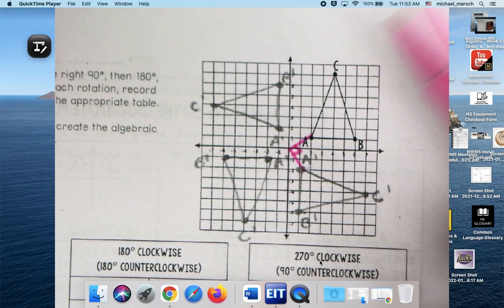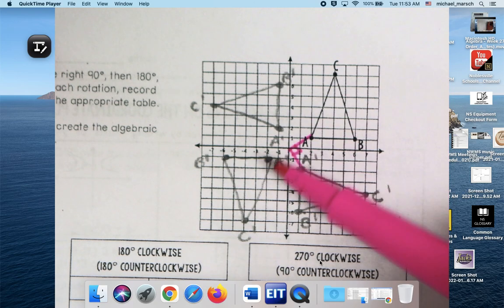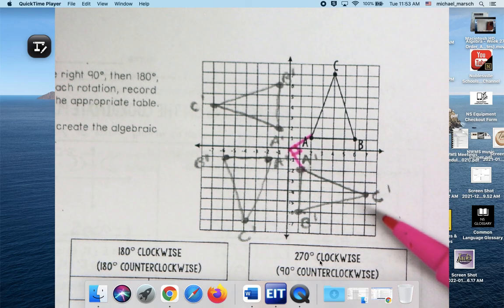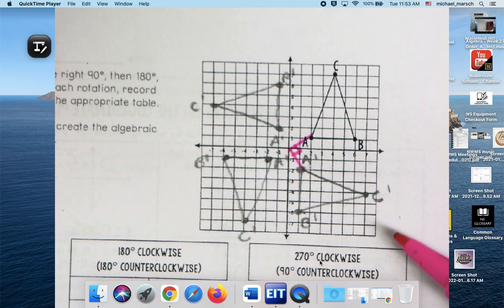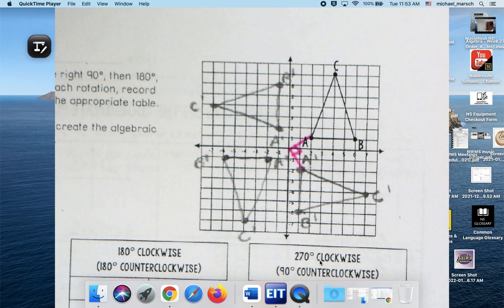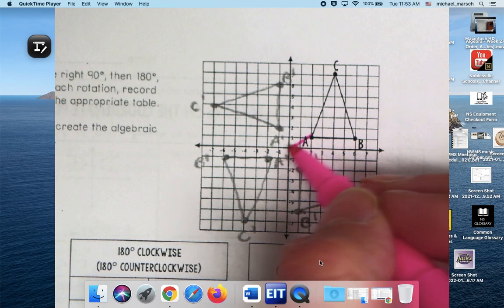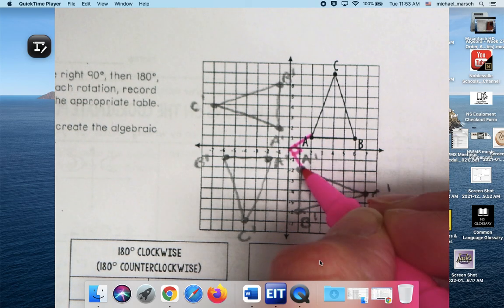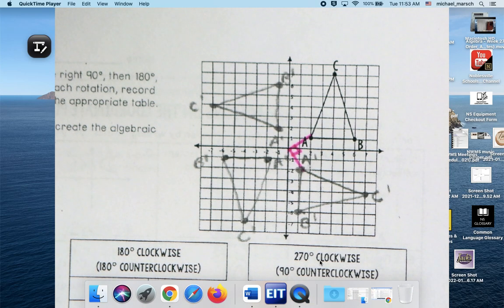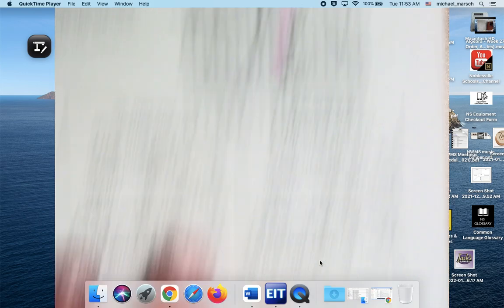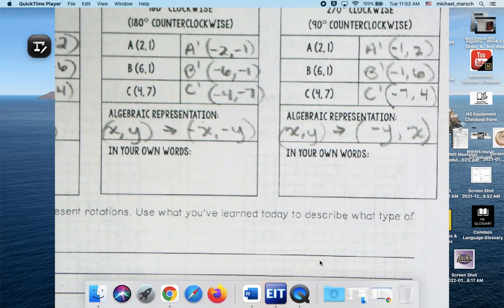If I did C down through the origin to C prime, what am I going to get as my increment, my measurement? 90 degrees. What if I did B to B prime? 90 degrees. So for some people it helps to visualize what you could connect to make a 90 degree or 180 degree angle, so you can easily plot your points visually as opposed to using the algebraic representation.